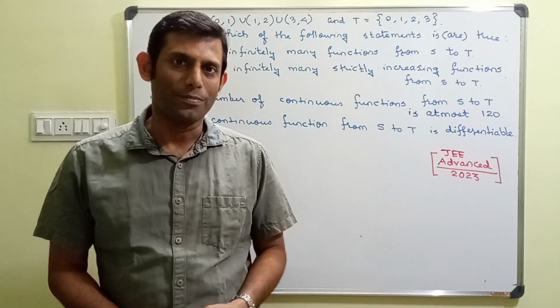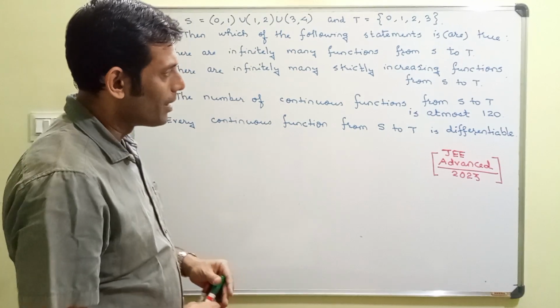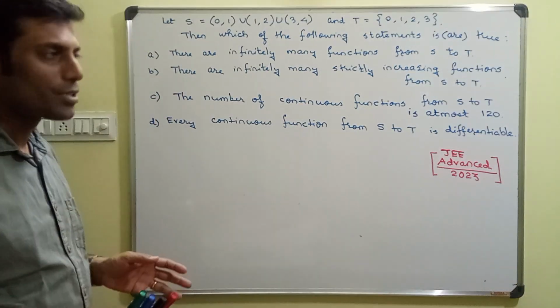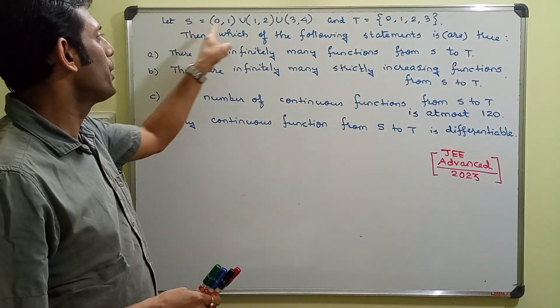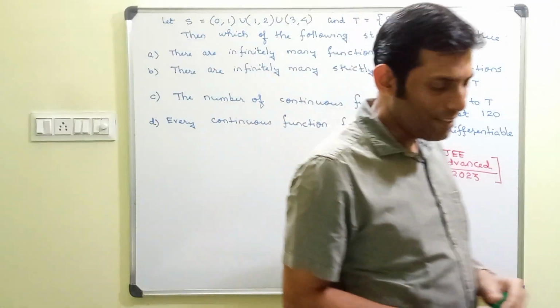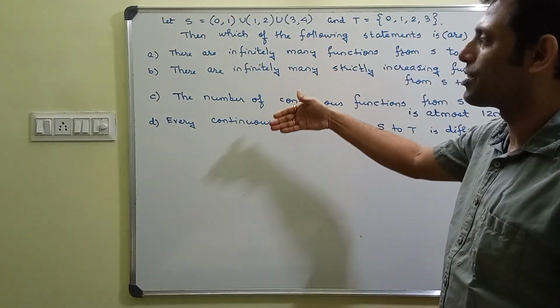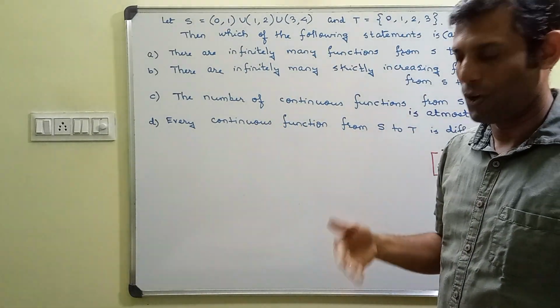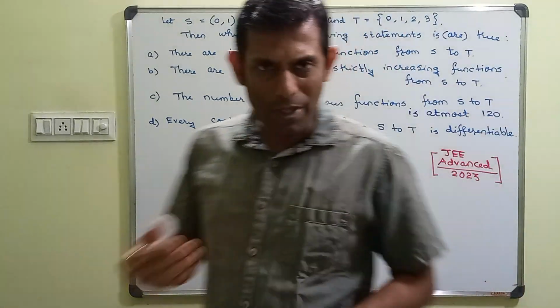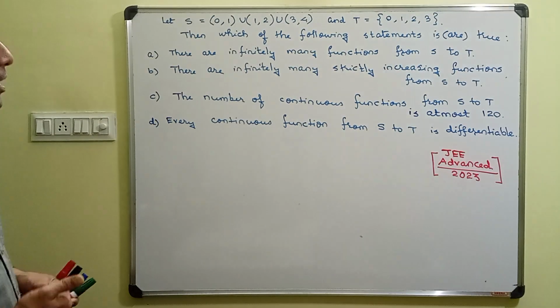Welcome back, guys. A question from JEE Advanced 2023. This question is about functions. The domain is given, the codomain is given, and then they're asking whether these possibilities are correct or not. You can go through this question at your ease and at your patience.